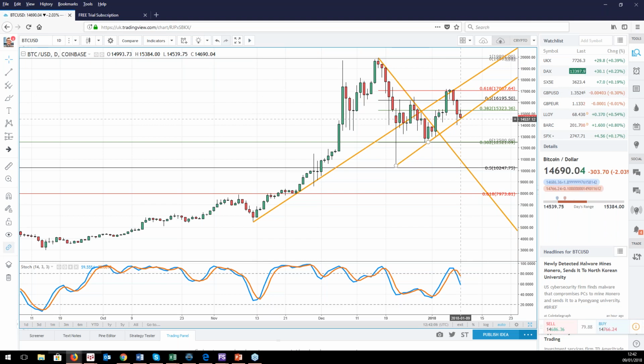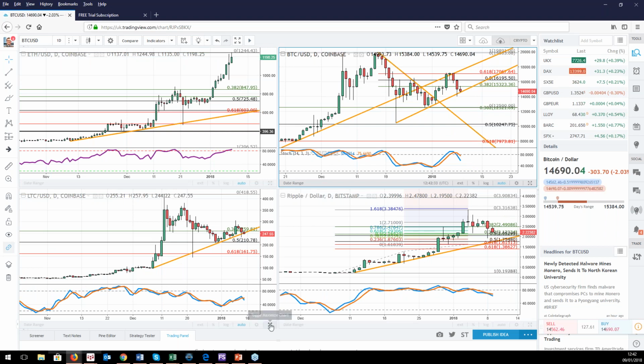If 14,500 breaks, we go back to here, which is 12,700. If that breaks, we go back to here and back to here. This could be back down at 8,000 by the time we next all come together in a webinar next week, if we break this level here. And so that's Bitcoin in a potted analysis, if you like.